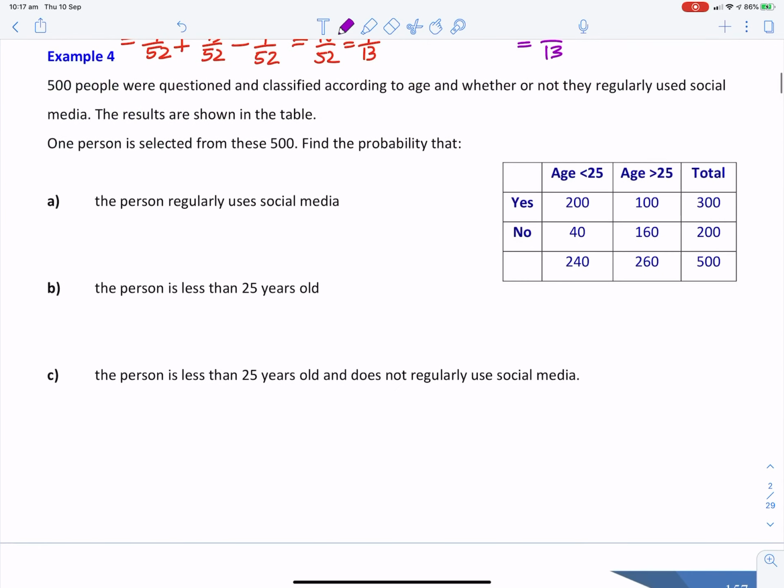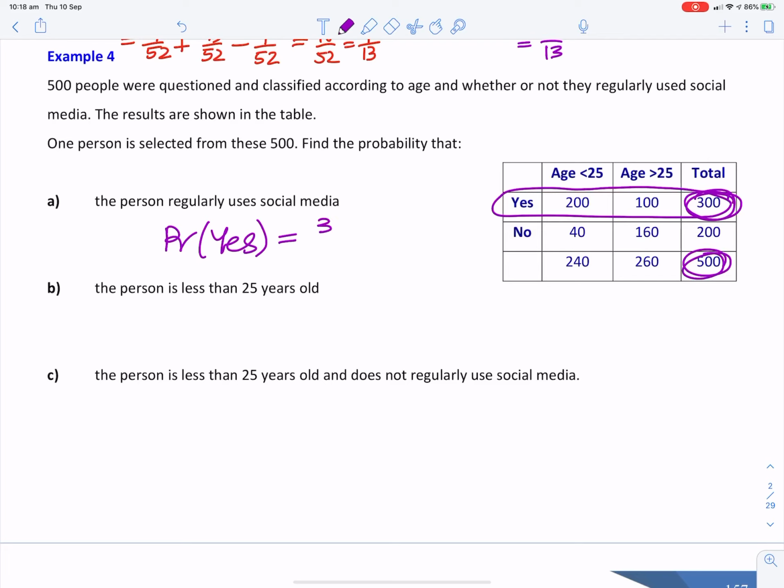Okay. So this one here is just trying to use our rules. 500 people are questioned and classified according to age and whether or not they regularly use social media. The results are in the table below. One person is selected at random from these 500. Find the probability that the person regularly uses social media. So we know the probability of yes, we've got 300 out of 500, which is 3/5.